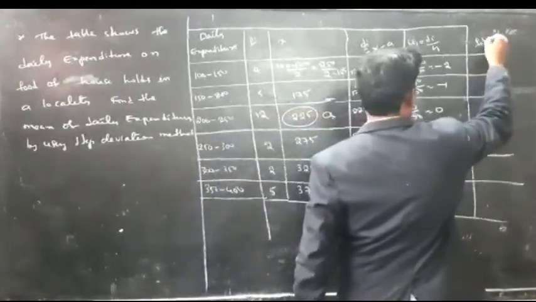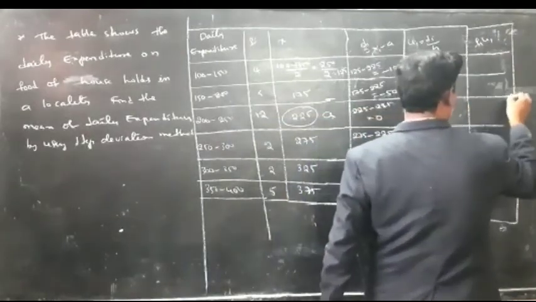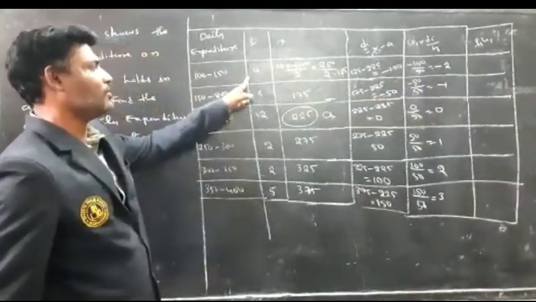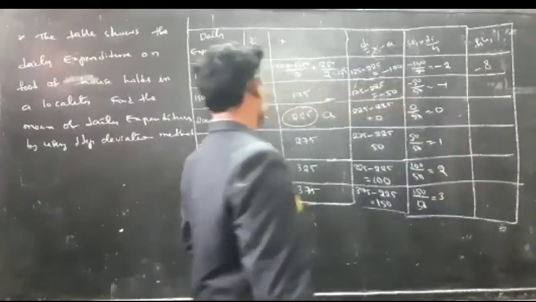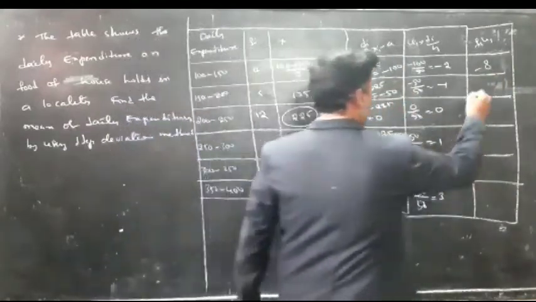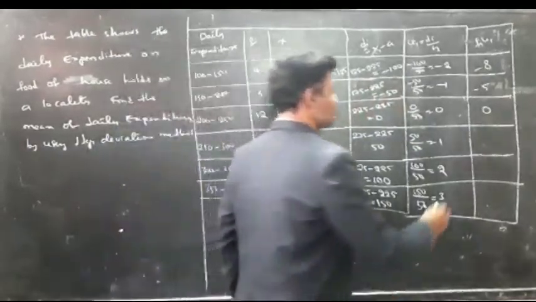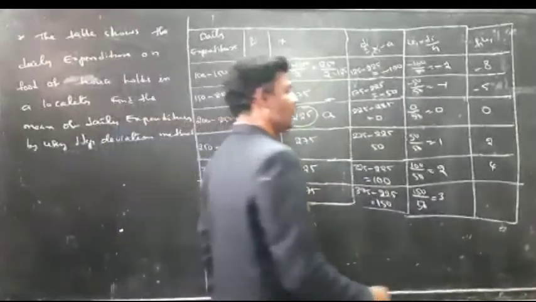Next I need fi ui. It means you have to multiply the f column and the u column. What is the f column here? 4. 4 into minus 2, minus 8. Next 5 into minus 1, minus 5. 12 into 0, 0. 2 ones are 2. 2 twos are 4 and 5 threes are 15.